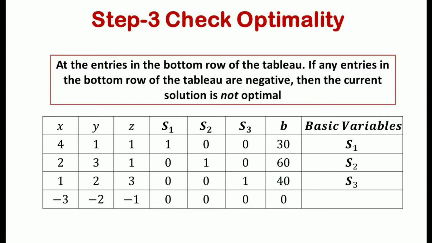See, in the given table, we have three negative values in the bottom row or objective row, indicating that the solution is not optimal. That is, we have minus 3, minus 2 and minus 1. So if the tableau is not optimal, then the next step is to identify the pivot variable or pivot element through the iterative process to create a new tableau.